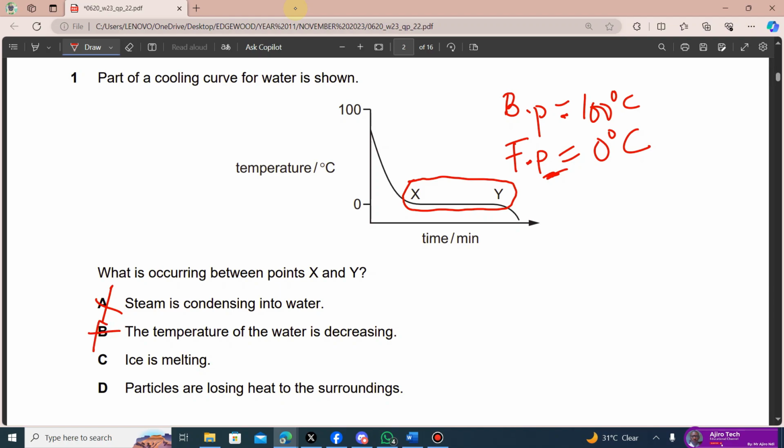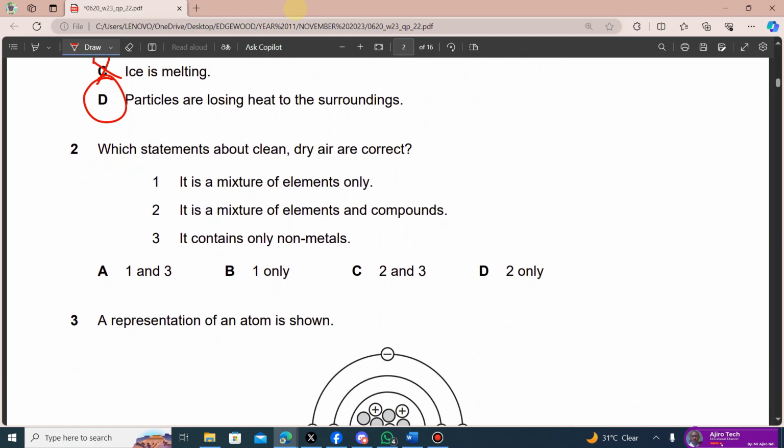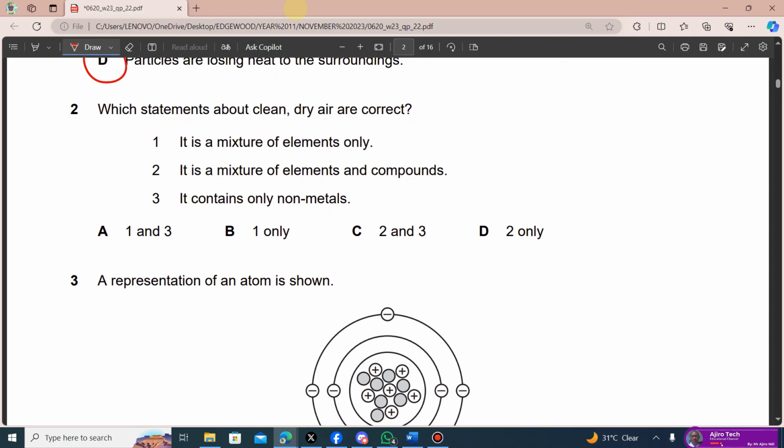Now the next one is ice is melting. No, ice shouldn't be melting at very close to 0 degrees, looking at it in the form of a cooling curve, so that's equally off. Now, the particles are losing heat to the surroundings is the correct answer in this case. And that is why it is steady, because the particles are trying to form the ice, and that is why they're losing heat to the surroundings so that they can attain that state.